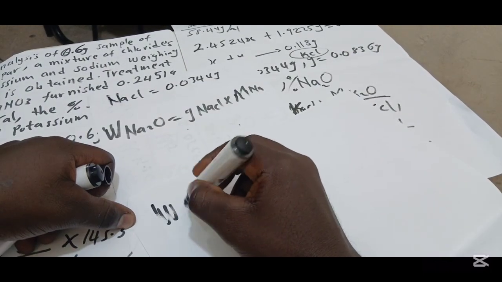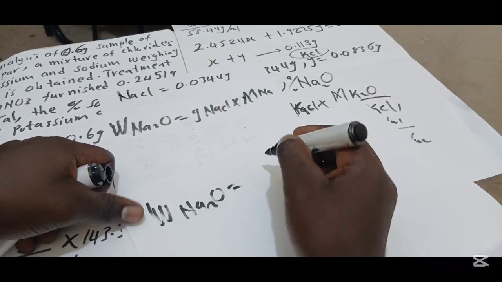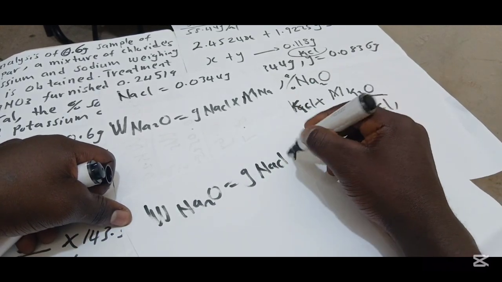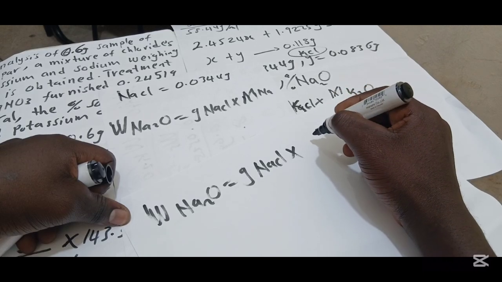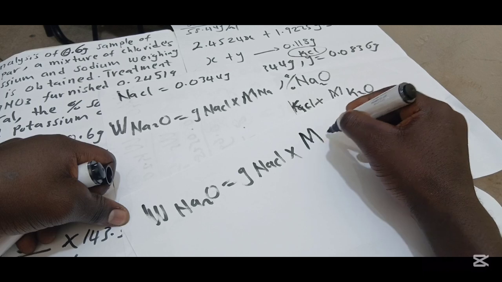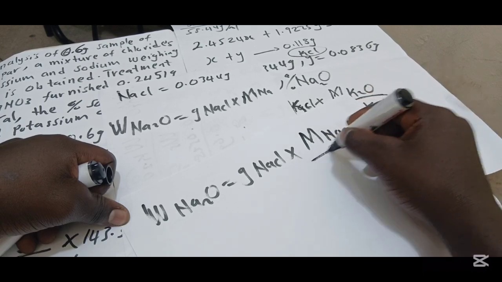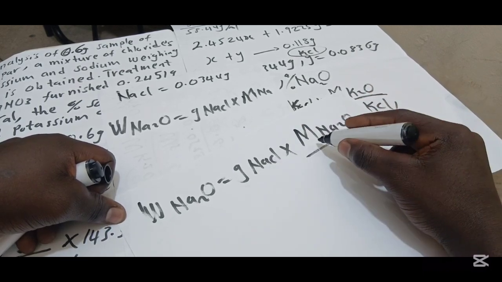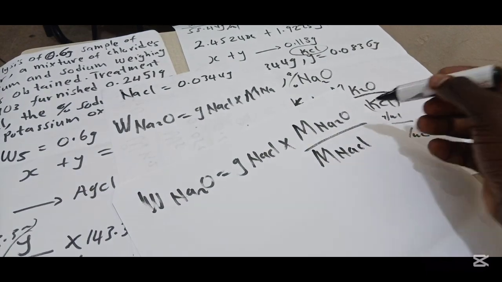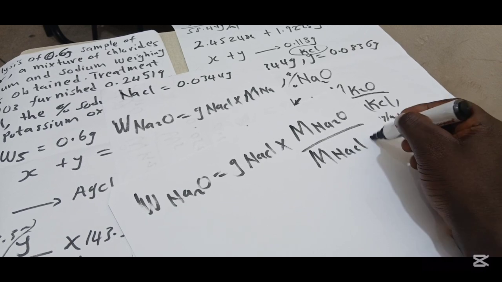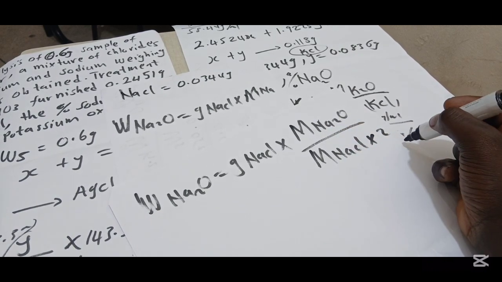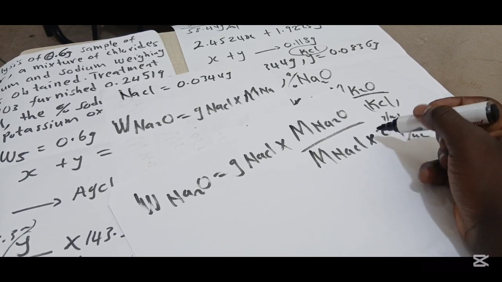So the weight of Na2O is going to give us the mass of NaCl times the gravimetric factor of Na2O, which is the molar mass of Na2O over the molar mass of sodium chloride, NaCl. So now here, you see that we have to multiply this side by 2 because our Na here has a subscript of 2. So we just have to multiply the denominator by 2 in order to balance it.